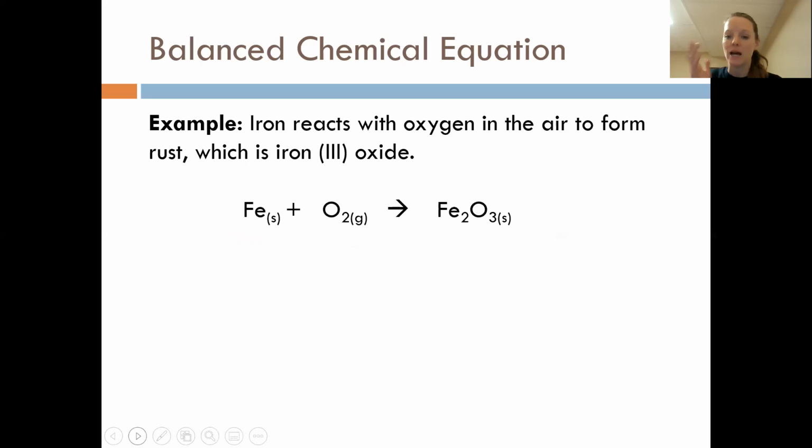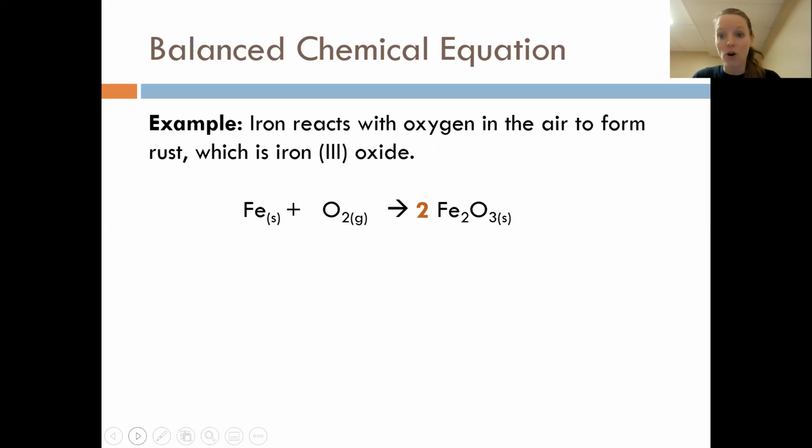So it looks like I made an iron and an oxygen. So again, we're just working with our coefficients. If I put a 2 in front of the iron on the left, I can't balance the oxygen. I have 3 on the product side and 2 on the reactant side. Those can't be balanced. So it can't be a 2 in front of the iron.